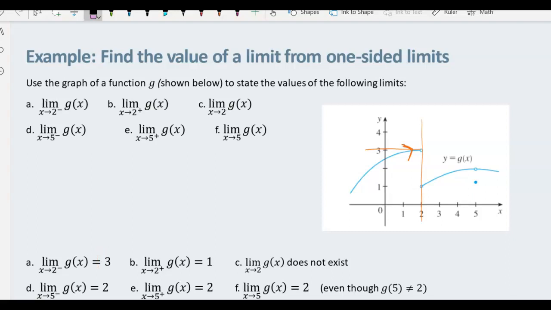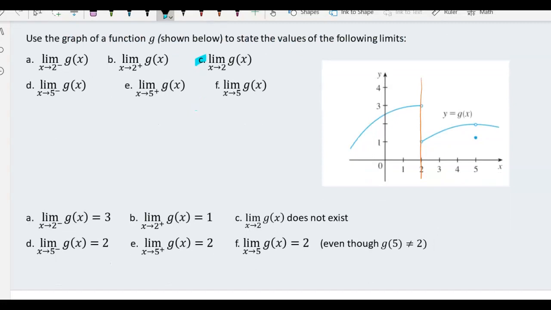Let's look at letter B. Letter B is asking us to approach 2, but this time from the positive side. So the function output value is 1. Looking at letter C, we're wanting to know what is the limit as x approaches 2. When we don't have a plus or a minus, it's asking us for the overall limit, and we have to say that it does not exist because the left-hand limit and the right-hand limit are not equal to one another.